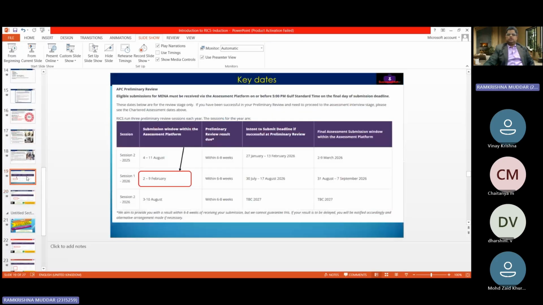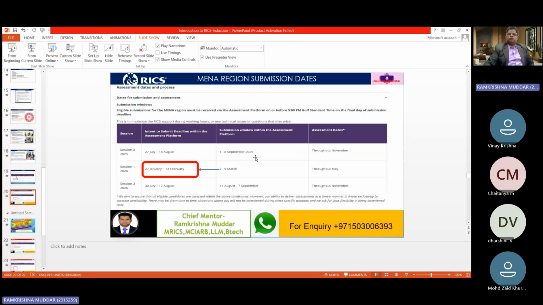So the key dates for all of you, for example, this is for the Middle East. Darshini, I will come back to you. For the Middle East, we have a window from 2nd to 9th February. We have to be ready. So we have another, September 15th, so we have another 4 months. In 4 months, we have to complete the training and everything. We have to make the summary of experience and case study ready. For Darshini, this is for the MENA region.